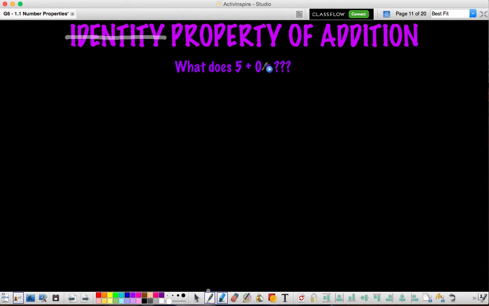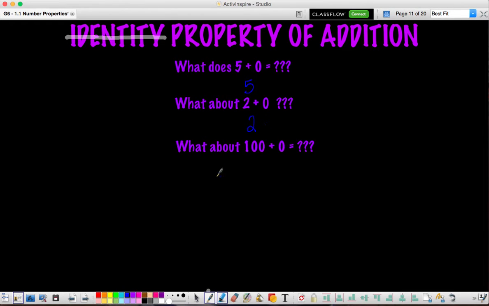So if I take 5 plus 0, I know that I'm going to get 5. I can take 2 plus 0, and I know that I'm going to get 2. No matter what number I add to 0, it's going to stay the same. So I have 100 plus 0 is 100.